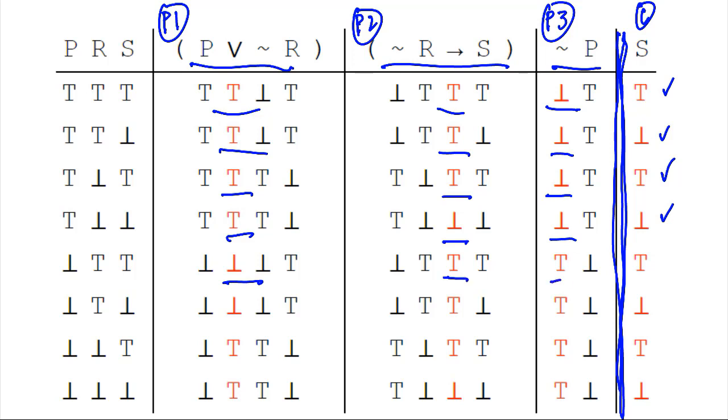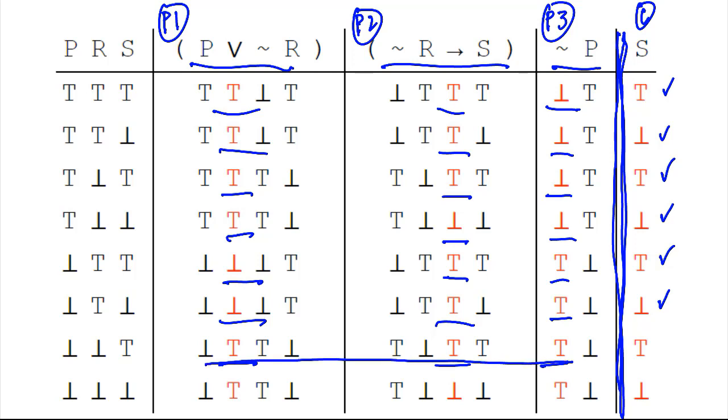False, true, true, and true. That's fine. False, true, true, false. That's fine. True, true, true. Here all the premises are true, so now it matters whether or not the conclusion is true or false. It's true, so that's fine. If the conclusion had been false here, that would be a bad line because all the premises are true. But it's true, so that's a good line.